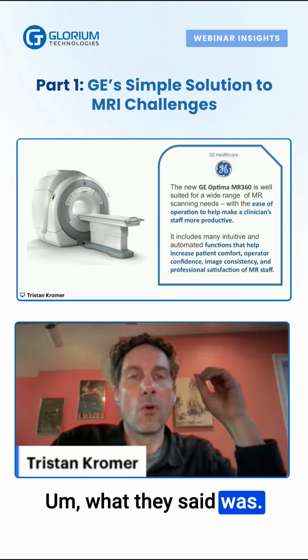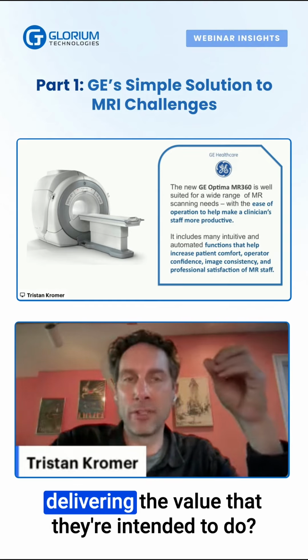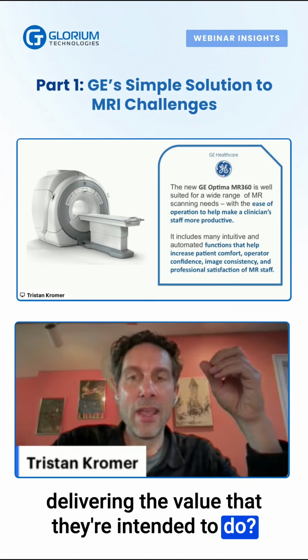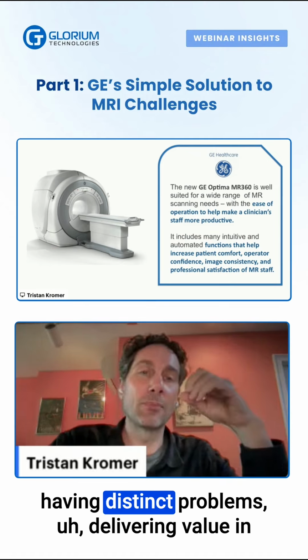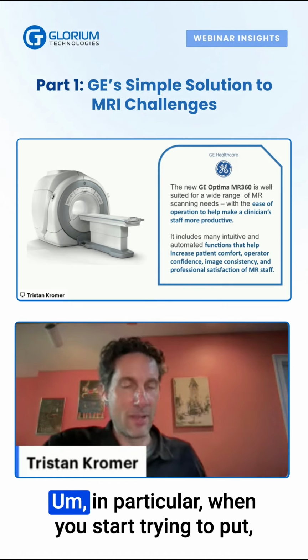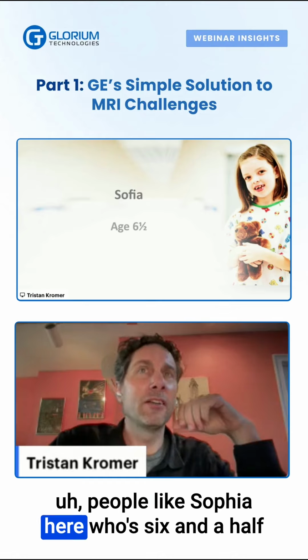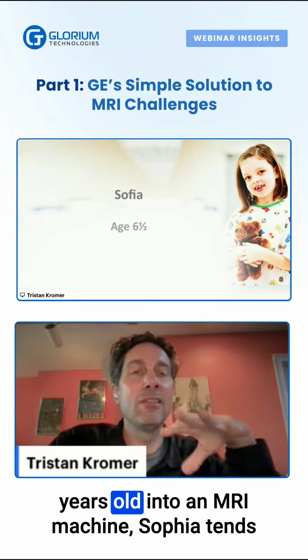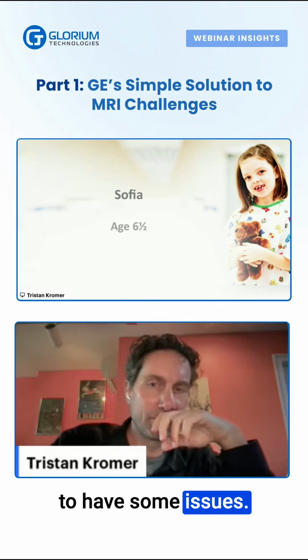What they said was, where are the places where MRIs are not delivering the value that they are intended to do? And it turns out that MRI machines were having distinct problems delivering value in children's hospitals. In particular, when you start trying to put people like Sophia here, who's 6.5 years old, into an MRI machine, Sophia tends to have some issues.